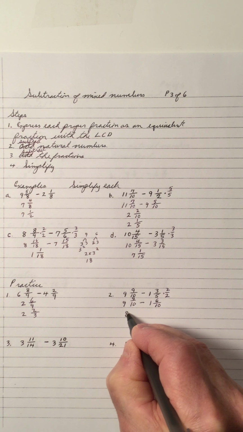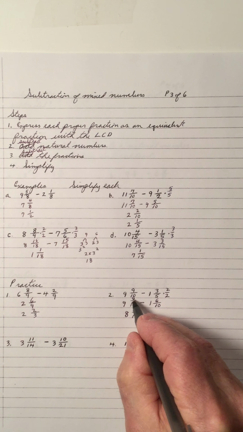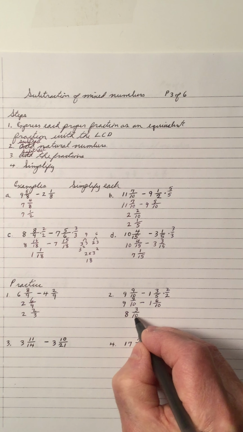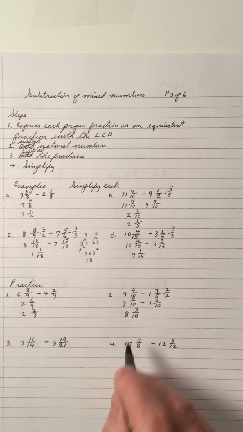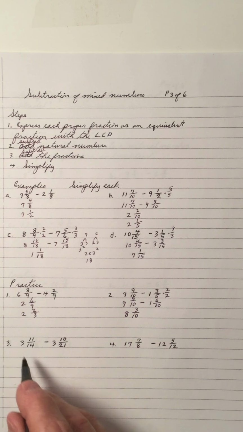9 subtract 1 is 8. Common denominator is 10. Write it down. And 9 subtract 6 is 3. 3 cannot break down because 3 is prime and 10 doesn't have a factor of 3.